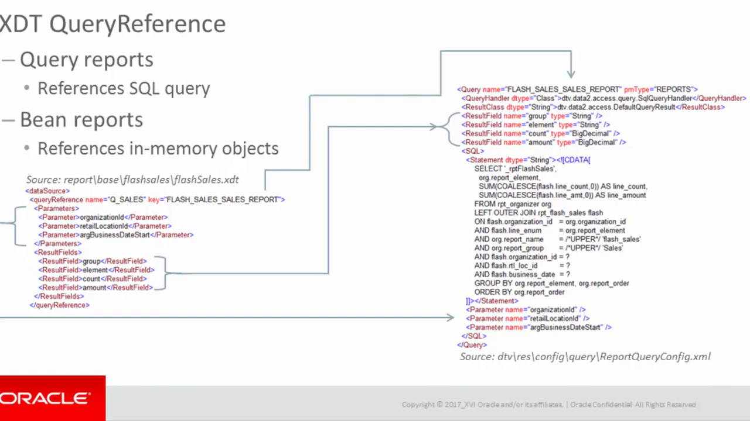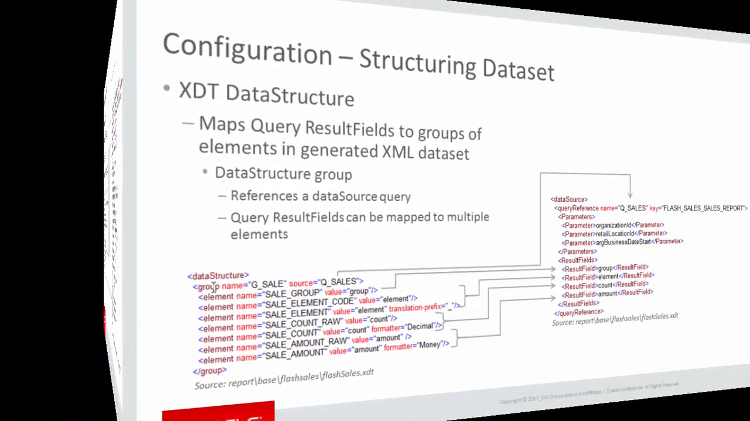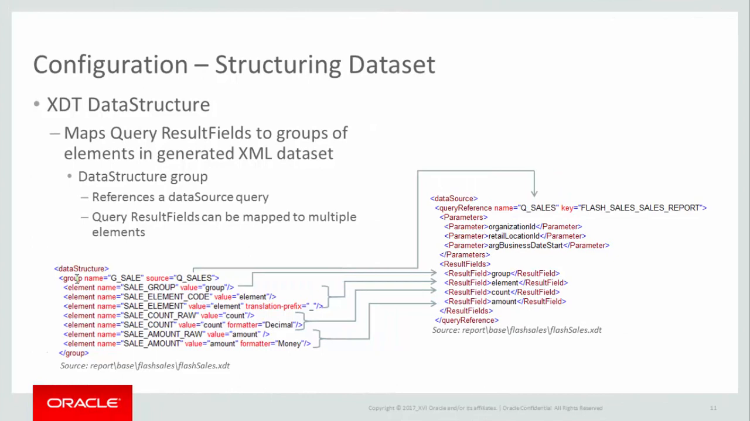Remember, not all of XStore's reports are query-based reports. Some are bean-based reports. The XDT file for bean-based reports also contains a data source element, but instead of defining a query reference, a data reference is defined. Data references simply reference fields of an in-memory Java object instance. Regardless of whether the report's data is sourced from the results of a SQL query or an in-memory bean, the XStore reporting framework will generate an XML dataset.